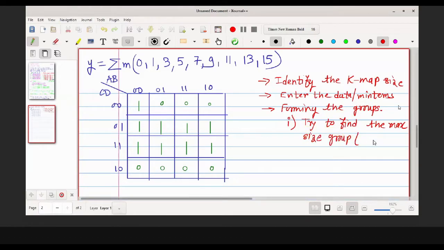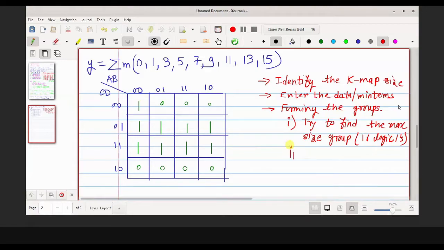So what is the max size group here in this particular example? The max size group here is 16 logic ones, right? Because it is 4 variables, so you have 2 to the power of 4, so 16 logic ones, that is the max possible. Now let us see whether it is available. You can see that there are a lot of zeros available, so this particular thing is not possible.